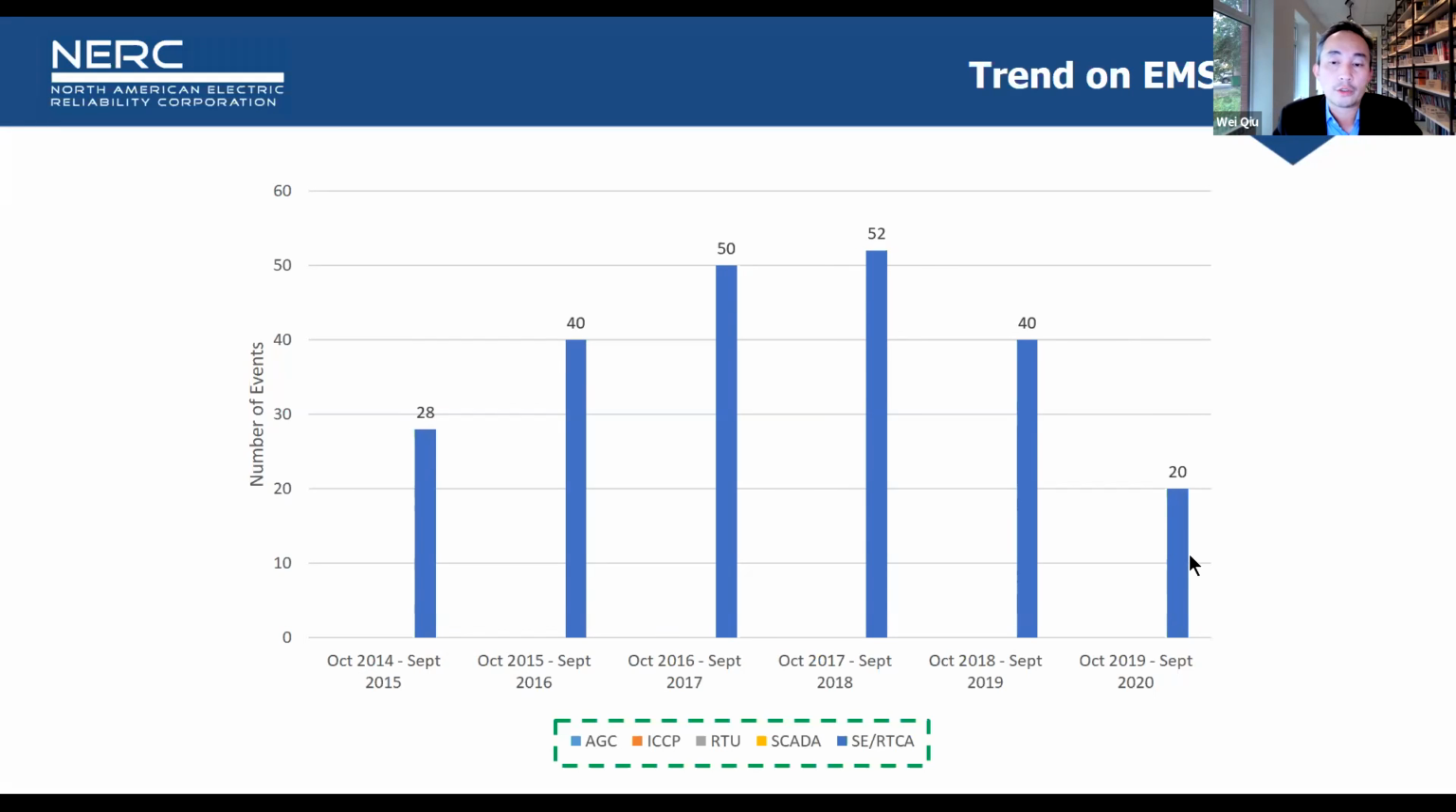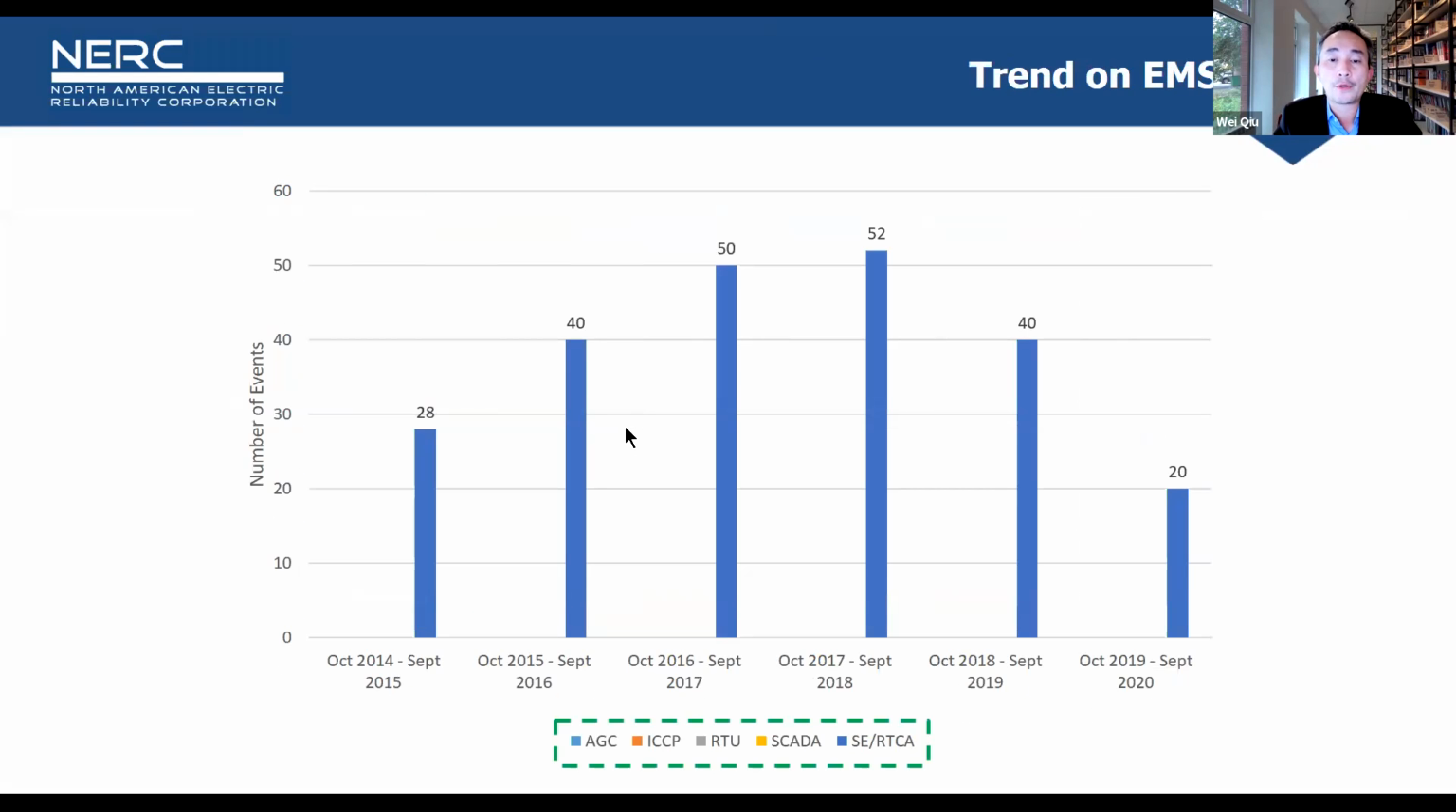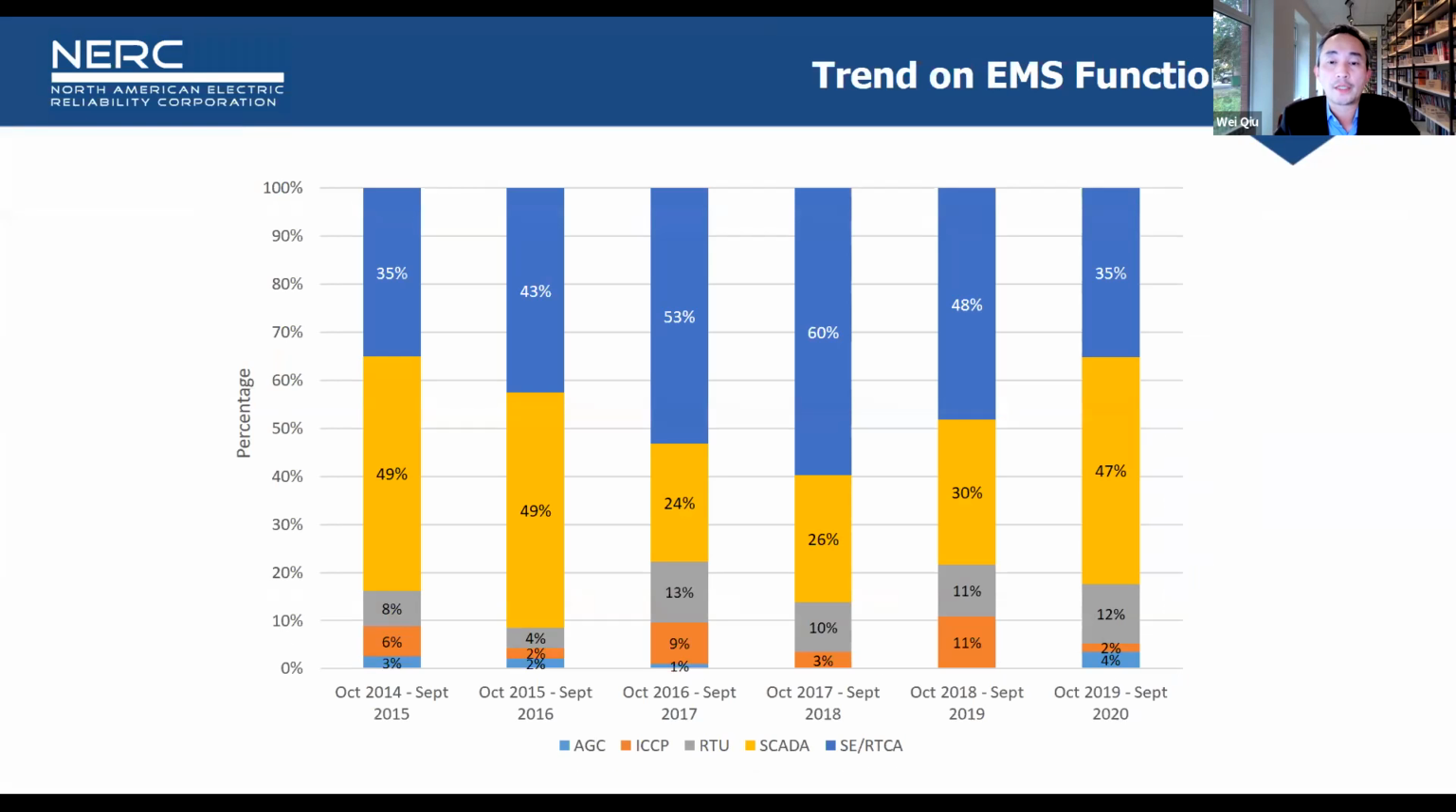This year it only decreased 50% compared with the previous year, down from 40 to 20. I think this kind of event is interesting. You can see here, this is the absolute value based on the number of events, and this is the percentage.